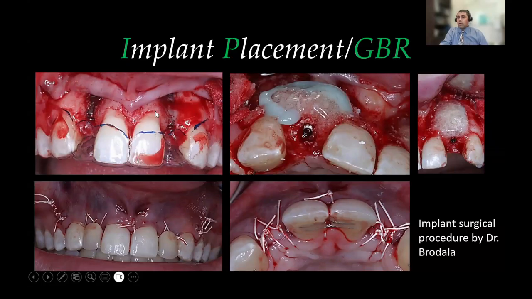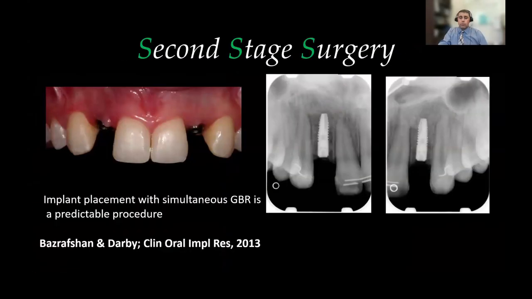But notice here, Emily was actually lacking bone width in the facial-lingual dimension. Again, these teeth are congenitally missing. So we can do bone augmentation at the same time as the implant placement and follow a two-stage protocol for this patient. Implant placement with simultaneous guided bone regeneration is a very, very predictable procedure.